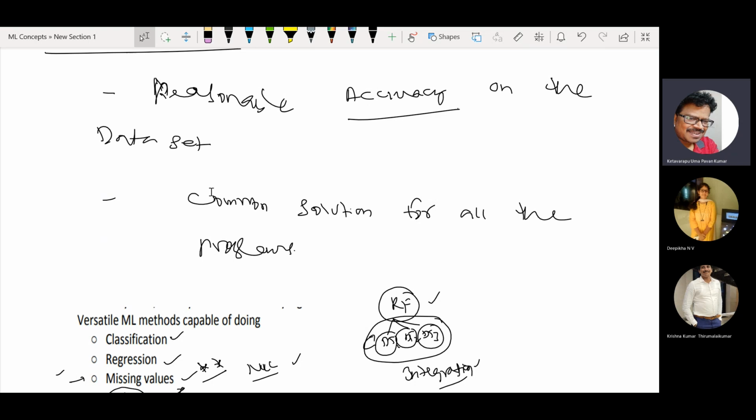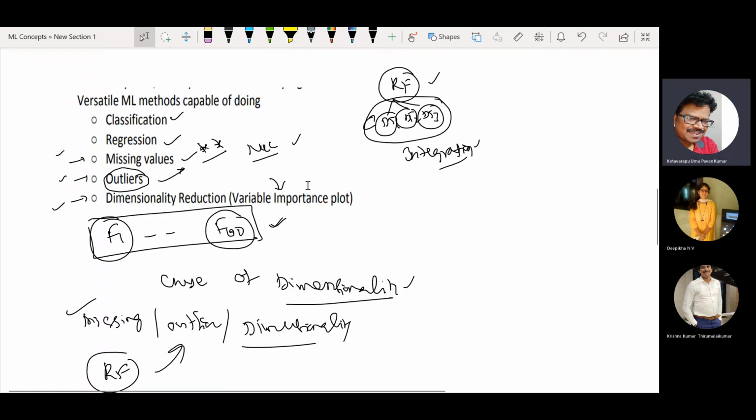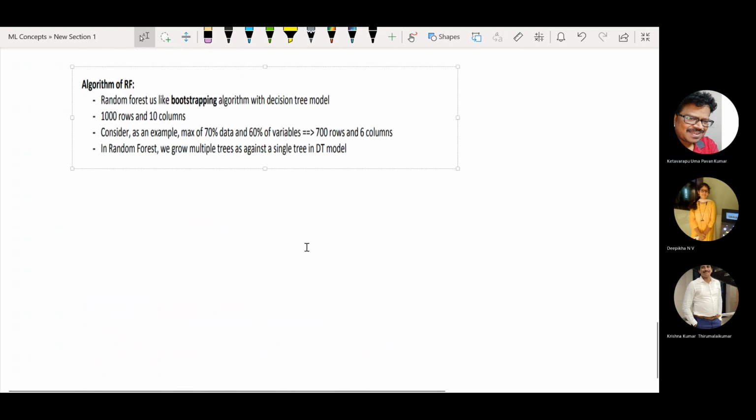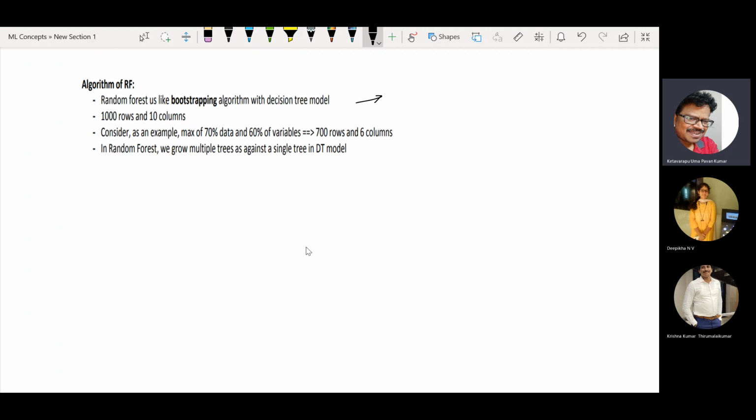Okay, but there exists some sort of criteria related to this random forest, so now we'll be discussing that. So far we have seen the aspects related to the random forest, like classification and regression, which really help us in missing value imputation, outliers, dimensional reduction, all these things. But apart from that, what is the model behind it? Random forest is like a bootstrapping algorithm with a decision tree model.